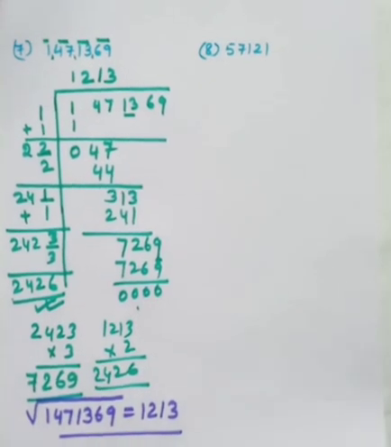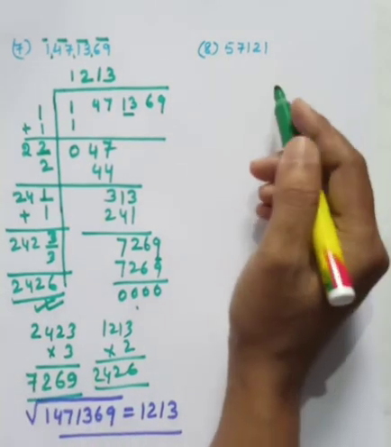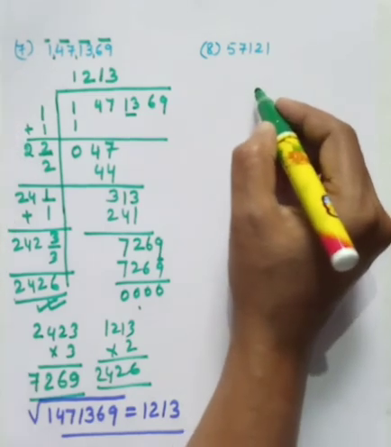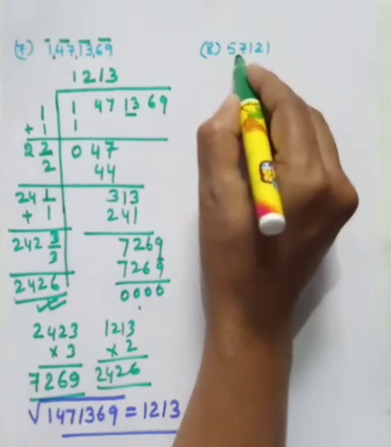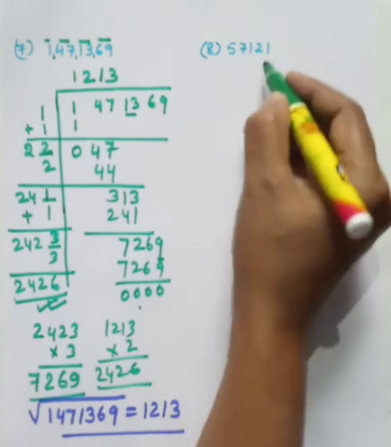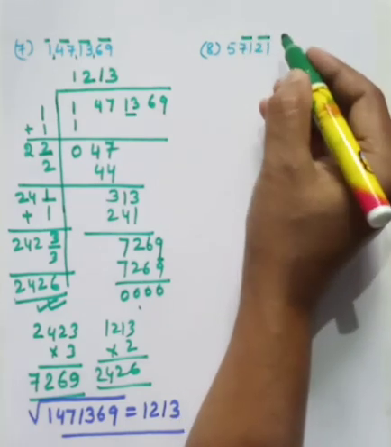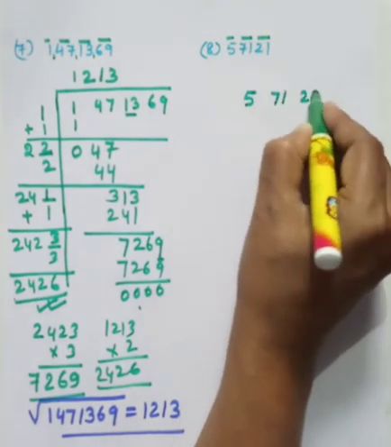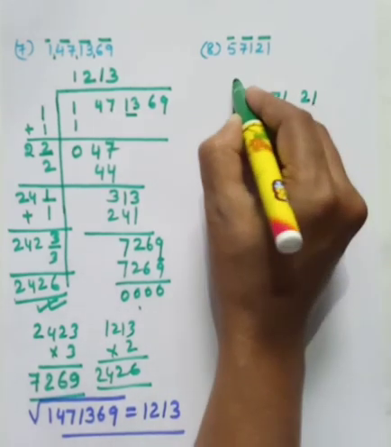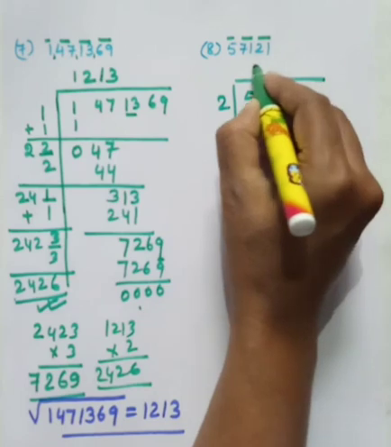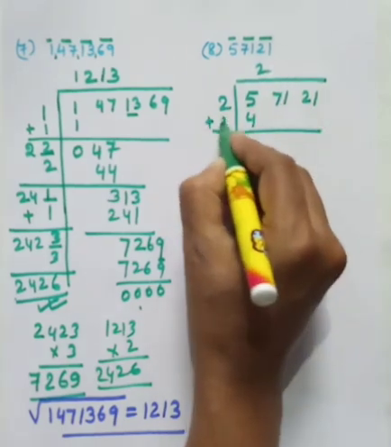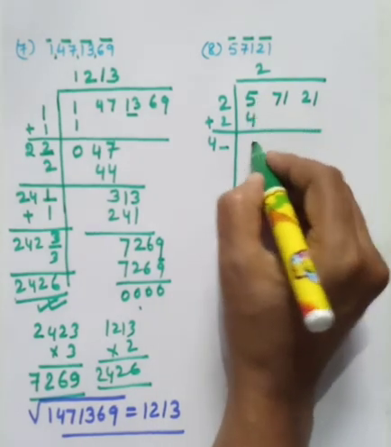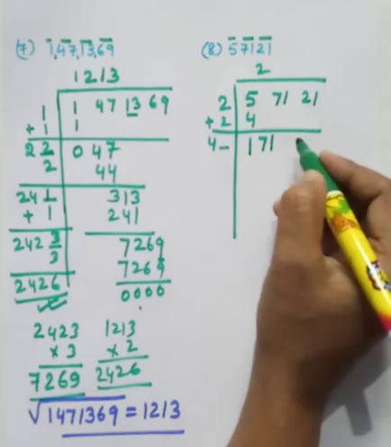Now let us go to this question. 57121. See, 5-digit number. So for a 5-digit number again, see here, 57121. If you pair up, what will happen? 21 will come in one pair, 71 in one pair, and 5 in one pair. So put 5, then 71, then 21. No need to worry. It's very simple if you follow the steps properly. 2 2s are 4, the first step. Plus 2 you'll put, you'll get 4, and then a vacant place for the next cycle of steps. 5 minus 4 is 1, bring down 71.